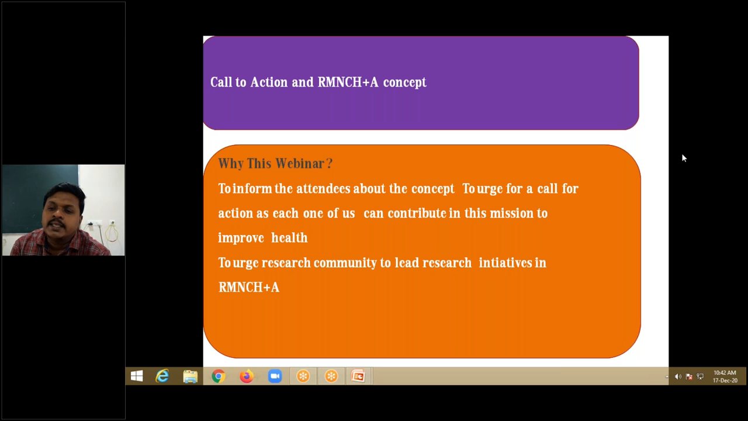So at the end of the session, you should be able to know what all the concepts are which have been implemented through RMNCH plus A, and how each one of us can contribute to this mission to improve public health and to urge the research community to lead research initiatives in RMNCH plus A.